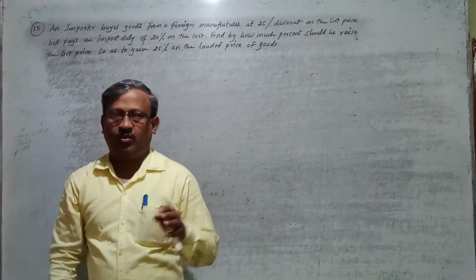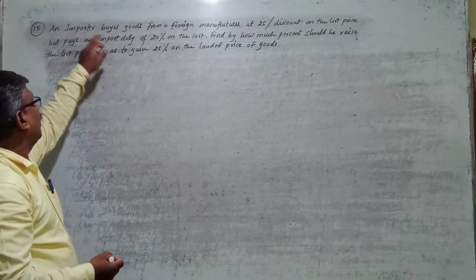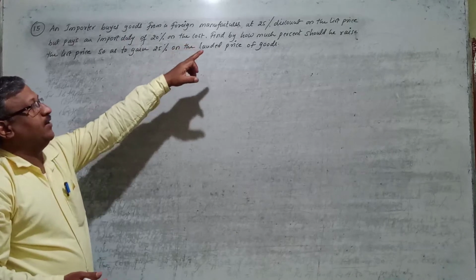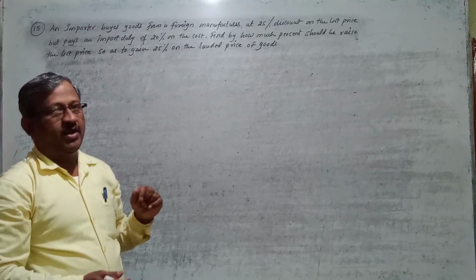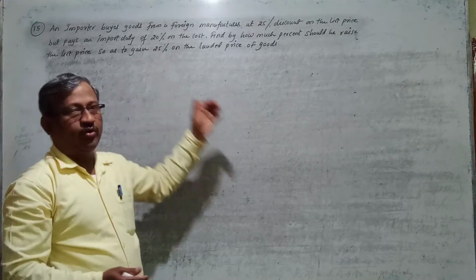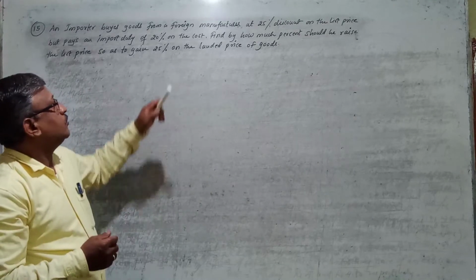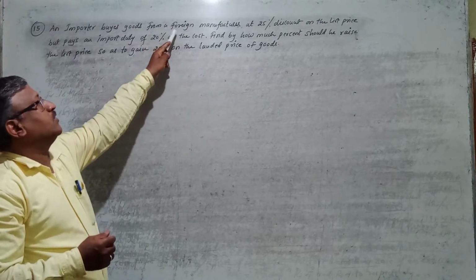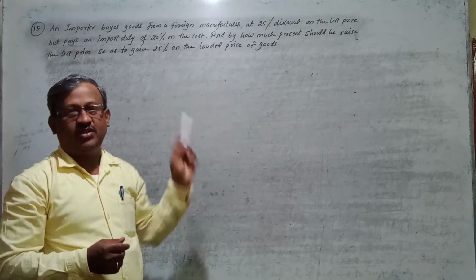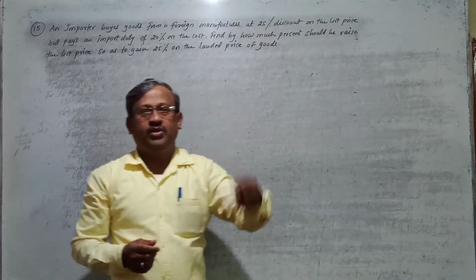So such types of problems we have done in the previous class, right? So here there is an importer who buys the goods from a foreign manufacturer at 25% discount. Means foreign manufacturer is selling the goods to whom? To the importer, or the importer is importing the goods from the foreign manufacturer. So I don't know what is the foreign manufacturer's list price. Whatever the foreign manufacturer's list price is, on that he is giving 25% discount to the importer.